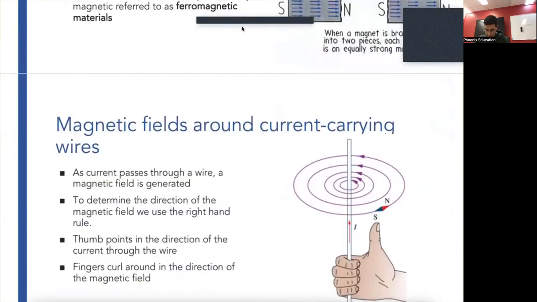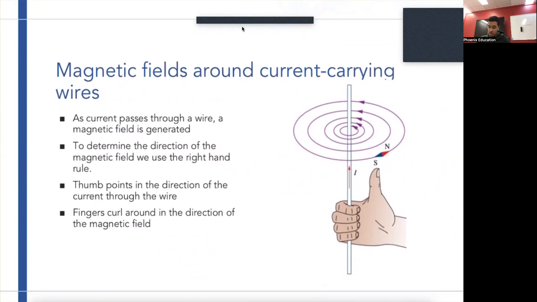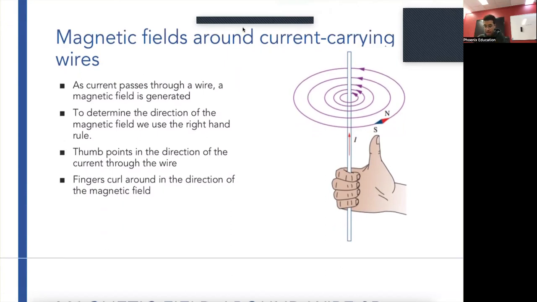So that's ferromagnetic materials. We'll go through magnetic fields around current carrying wires. When a current flows through a wire, it's going to have some sort of magnetic field surrounding it. It's just a natural phenomenon that happens. And the way you describe this magnetic field is through the right-hand rule. Your thumb will represent the direction of the current, and whichever direction it goes, your other fingers will curl around. The way they curl around will be the direction of that magnetic field.